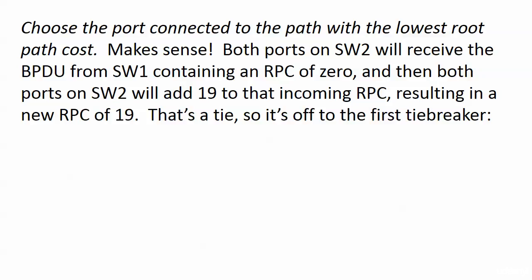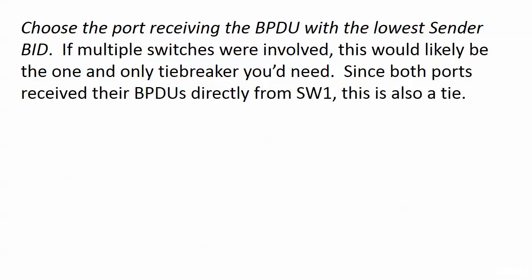and it's got an RPC of 0 in it. And then the ports on switch 2, the switch would add 19 to each one because we have Fast Ethernet ports, as we saw in the last lab. So we have a new RPC of 19. So that, my friends, is a tie. So we go off to the first tiebreaker, really. Choose the port receiving the BPDU with the lowest sender BID.